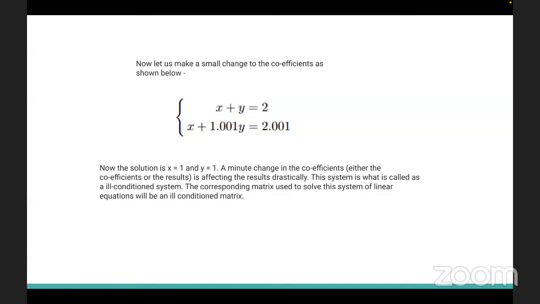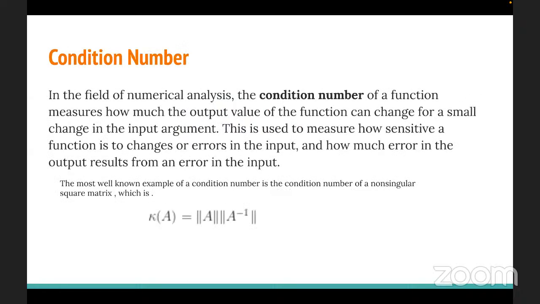So this system is said to be an ill-conditioned system because a small change, a minute change in the coefficient, either the coefficient or the result, is causing a drastic effect. So this is what is called an ill-conditioned system. Now let's bring it to a matrix. When you say a system is ill-conditioned, it means that a small change in the coefficient or the result will result in a very big output.